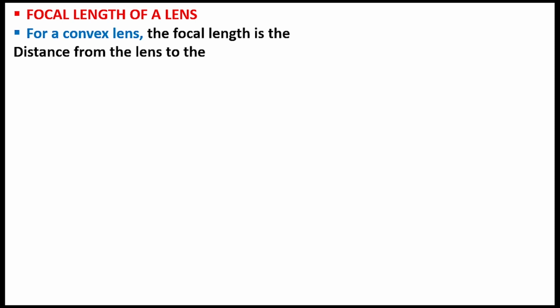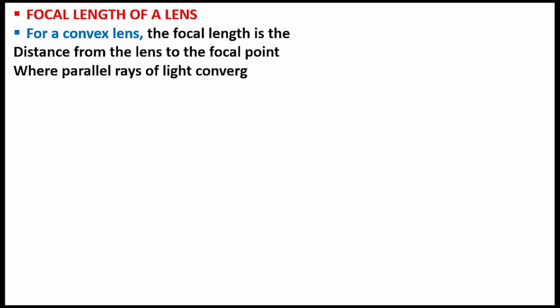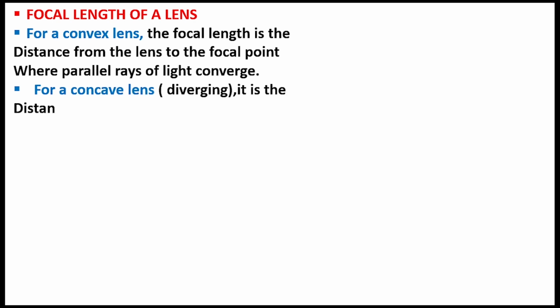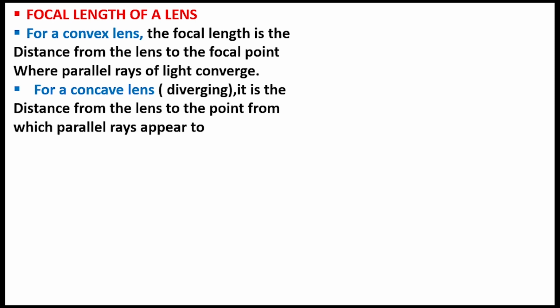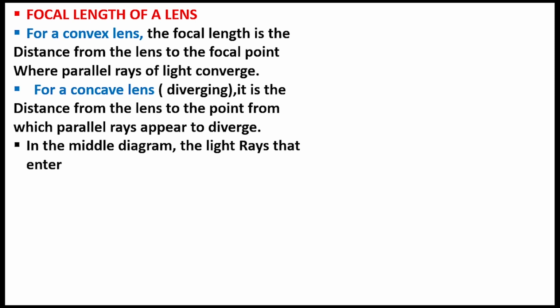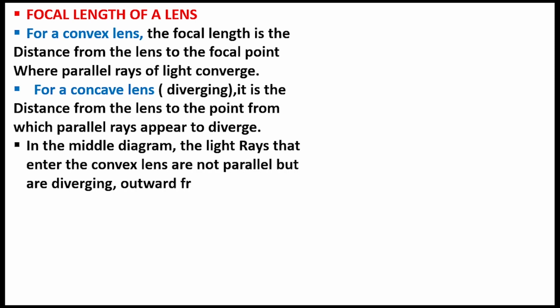Focal length of a lens. For a convex lens, the focal length is the distance from the lens to the focal point, where parallel rays of light converge. For a concave lens, diverging, it is the distance from the lens to the point from which parallel rays appear to diverge. In the middle diagram, the light rays that enter the convex lens are not parallel but are diverging outward from the point source.